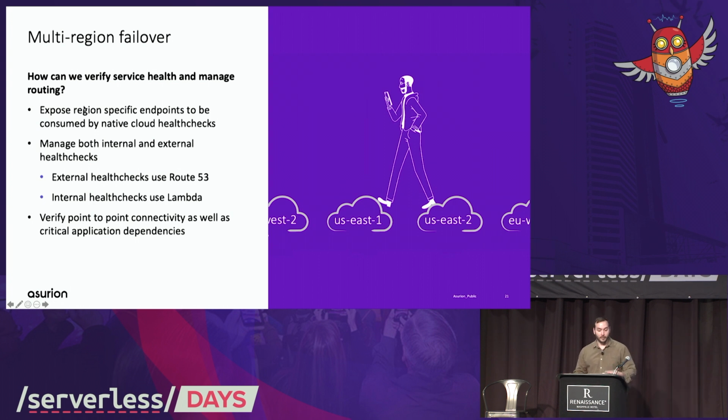And then we said, well, it's not just enough to verify point-to-point connectivity. We need to verify our individual application dependencies. And so just as we can write a Lambda to ping an endpoint, we can also write a Lambda to scan a DynamoDB table or touch an S3 bucket or call KMS or whatever that is, right?